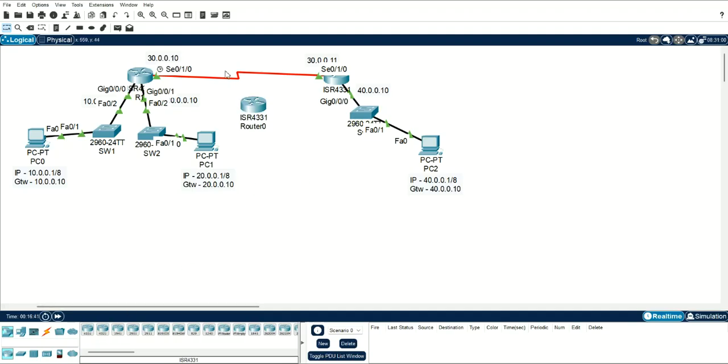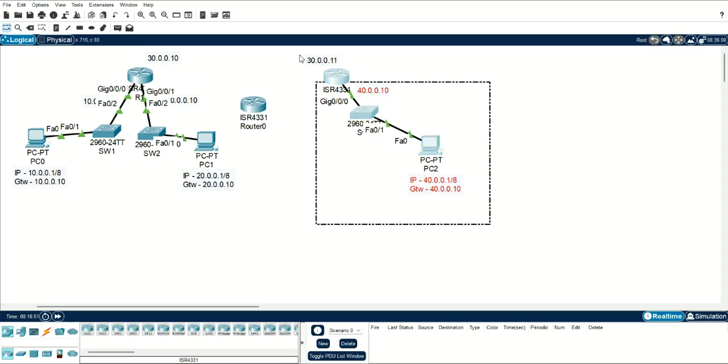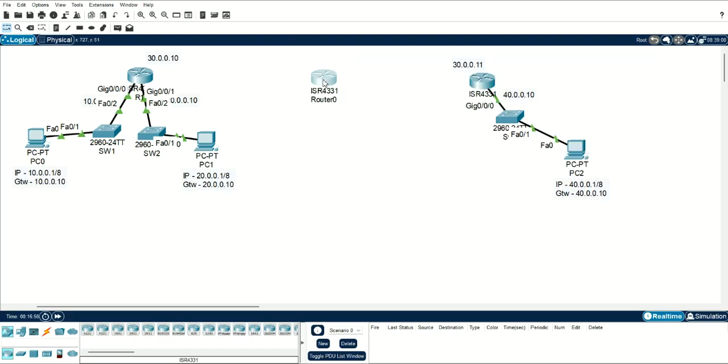Oh, for that, first I need to delete this wire. See, there is one small backspace. I click this and I click this wire, and I delete. Now what I'm going to do is, see here only one Fast Ethernet, one gig Ethernet is used. So I can use another gig Ethernet of this router, connect here.